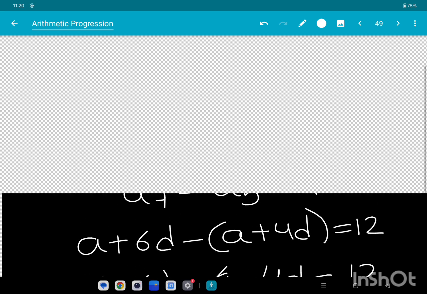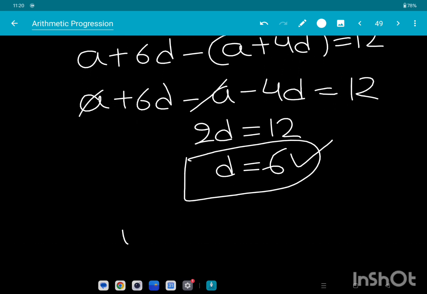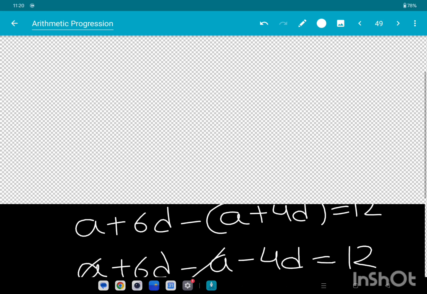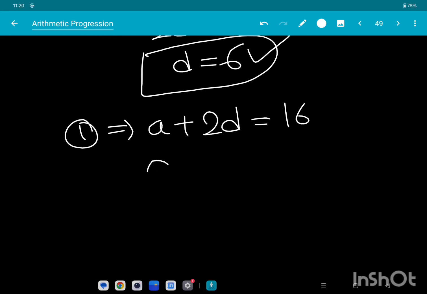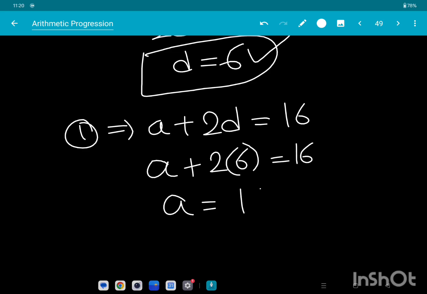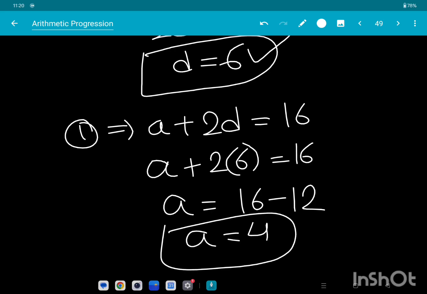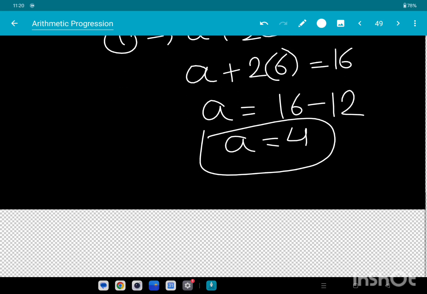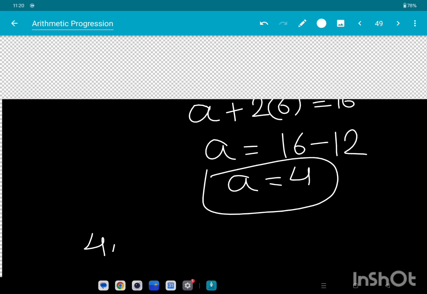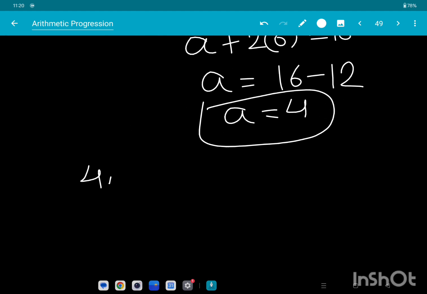Now substitute this D value in equation 1, then I will get the A value. Equation 1 is A plus 2D is equal to 16. If I substitute D, A is equal to 16 minus 6 2s is 12. So A is equal to 4. Now I got the A value as 4 and the D value as 6. Determine the AP, so we need to write the AP here. What is the A? 4. And what is the difference? 6. So I will write 4, 10.